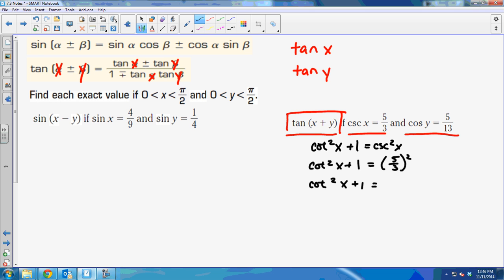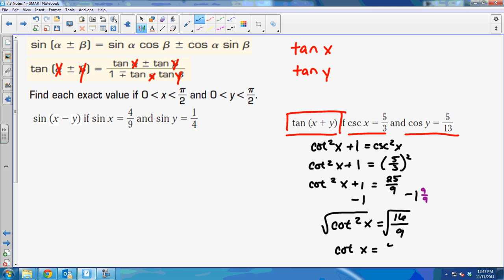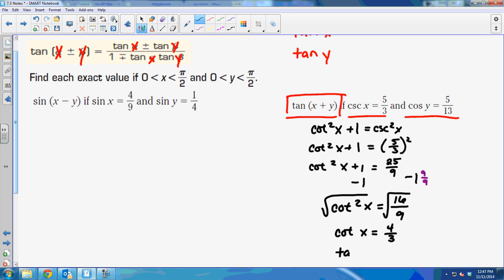And 5 over 3 squared is 25 over 9. I'm going to subtract 1, but that 1 is really going to be a 9 over 9. So cotangent squared x equals 16 over 9. Take the square root. Cotangent x equals 4 over 3 then. So then tangent x is 3 over 4.